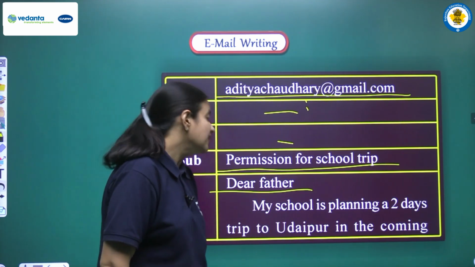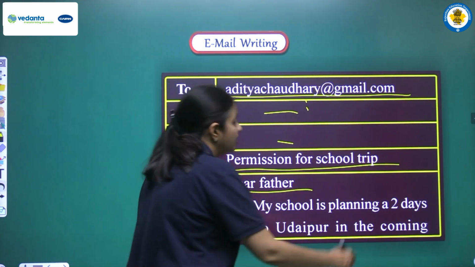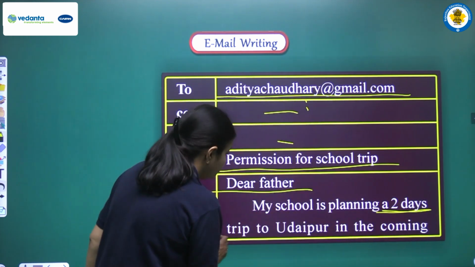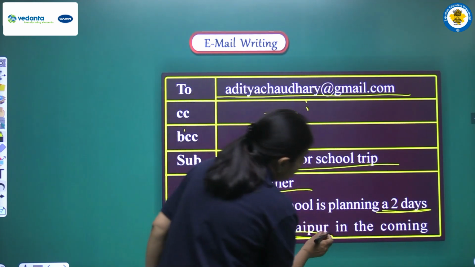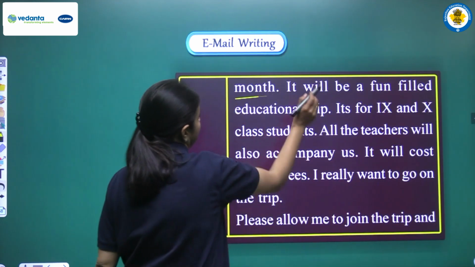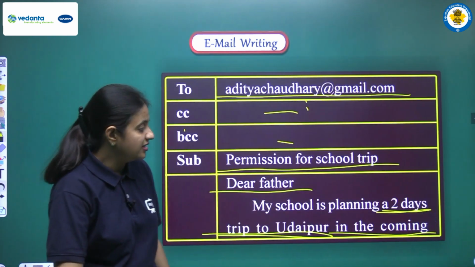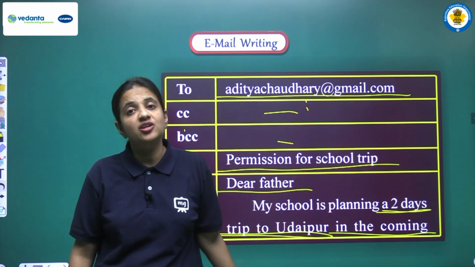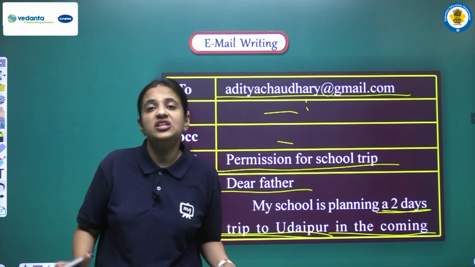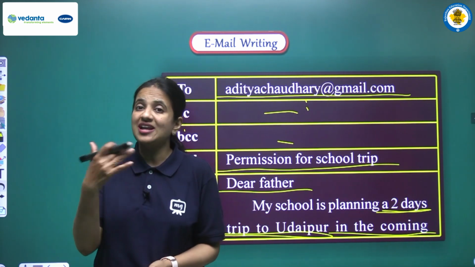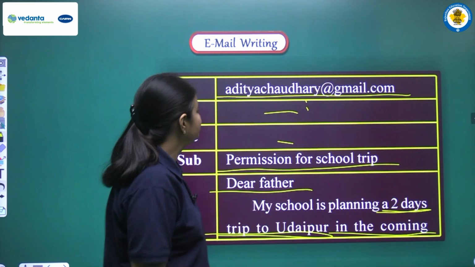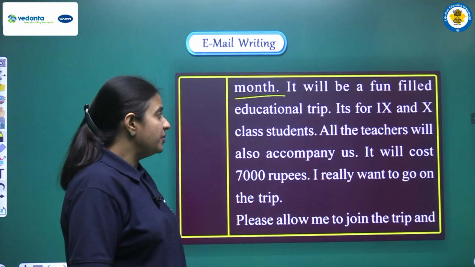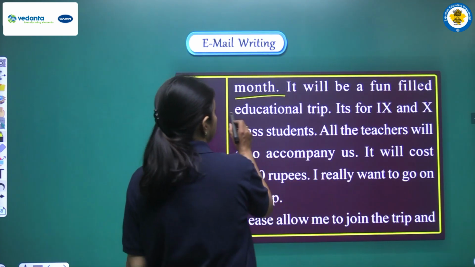So we are writing that my school is planning a 2 days trip to Udaipur, and when? In the coming month. Okay, so you can make this trip with 3 days also, 5 days also. So in this manner you have to give detailed information to your parents, then only you can ask for their permission. Clear? Next, it will be a fun filled educational trip.